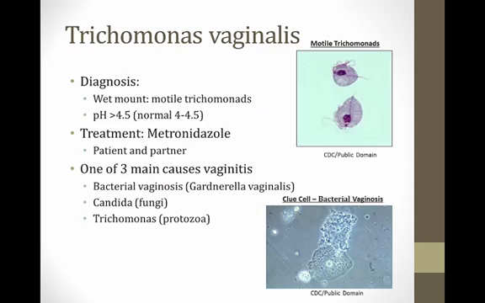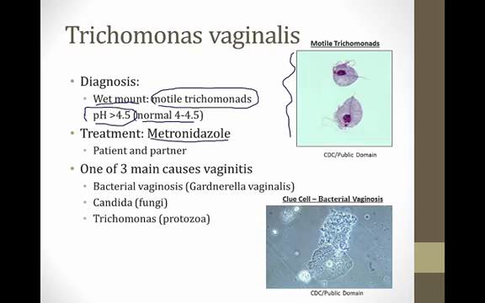You can diagnose trichomonas by doing what's called a wet mount. This is where you take a sample from the vagina and look under the microscope for evidence of motile trichomonads. And these are pictures of motile trichomonads here in the top right screen. You will also find in trichomonas infection that the vaginal pH is elevated. A normal vaginal pH is about 4 to 4.5, and it will be greater than 4.5 in women who have a trichomonas infection. The treatment for trichomonas is metronidazole, and you need to treat the patient and the partner because the partner is usually infected as well.